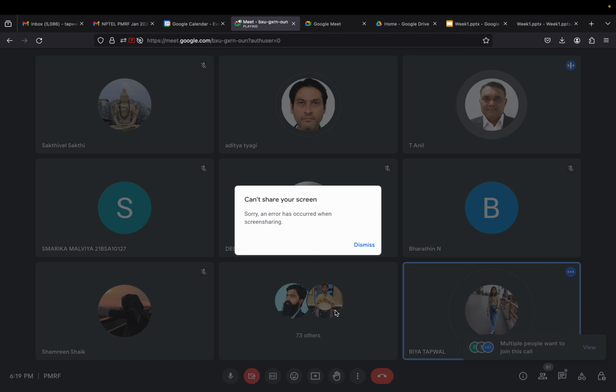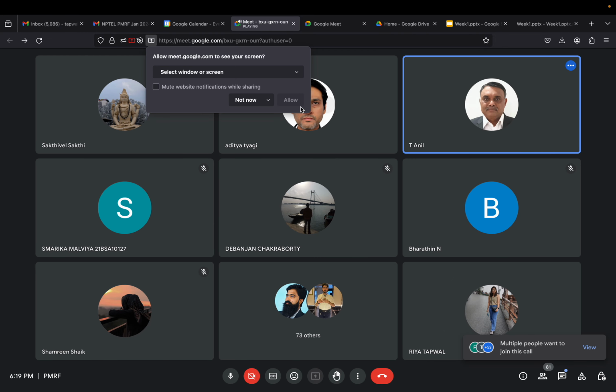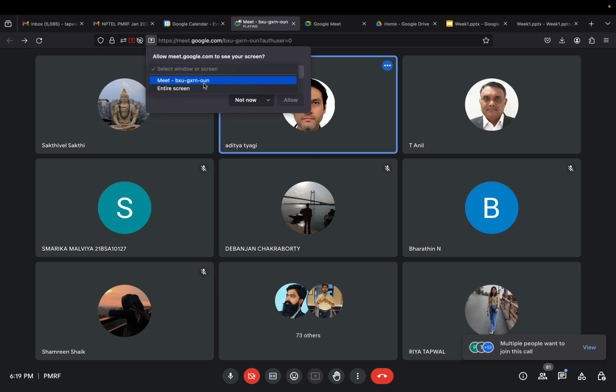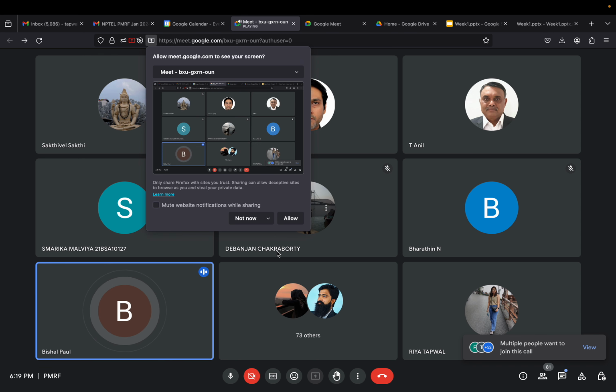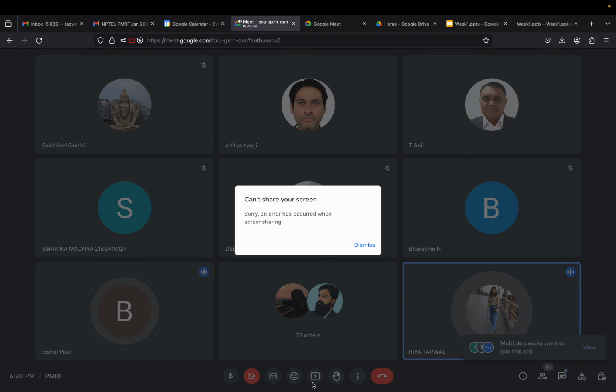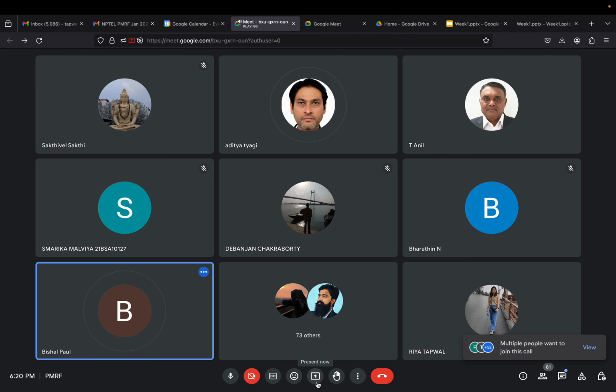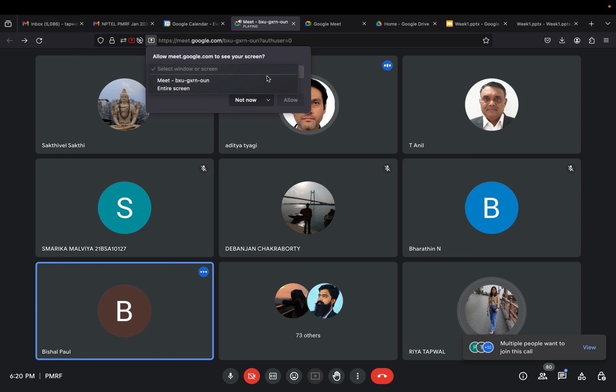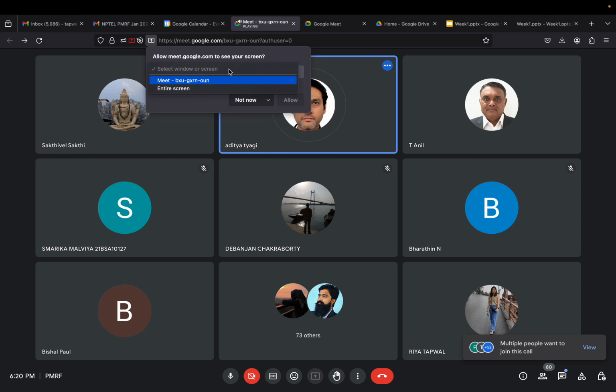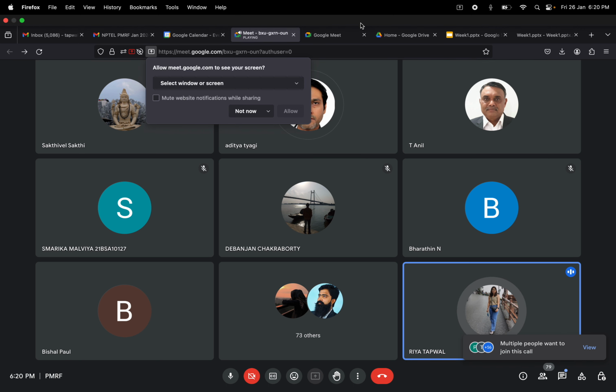Now even that is missing. Just try sharing the entire screen while presenting. It is showing that there is some error. An error has occurred when selecting screen sharing. I don't know why it is coming like this. Or try selecting the presentation tab or window which you want to share. No, same. Or what I can do is share the slides with you.